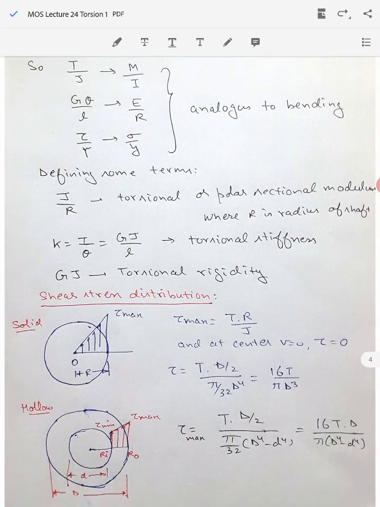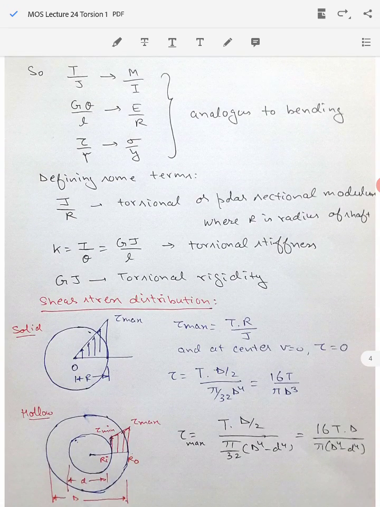Now let's look at the distribution of the shear stress. As we just found out, the shear stress is proportional to the radius r, or distance from the center. So at the center, obviously when r is equal to 0, your tau is equal to 0 from your formula, and at the maximum, for small r equal to capital R, the radius at the extreme of the shaft, you have the tau max value, the maximum shear stress value, T into R by J.